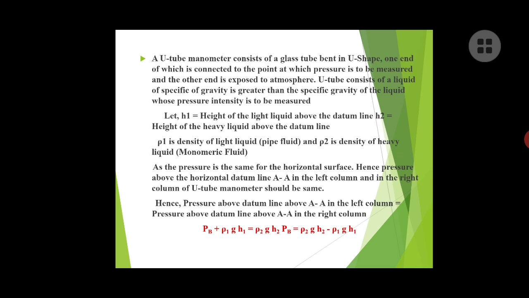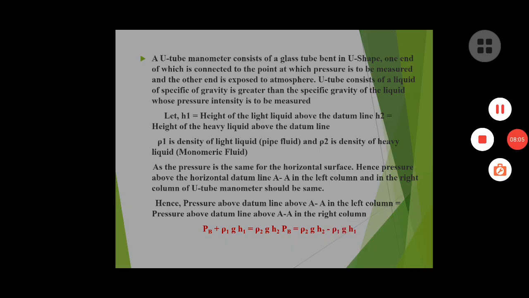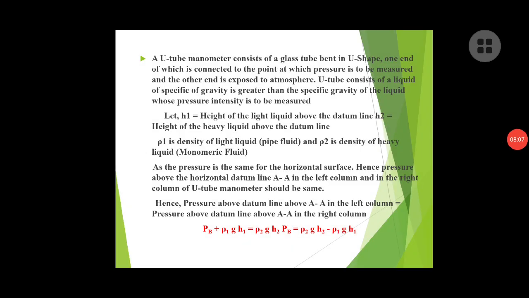Let P_B plus rho 1 g h 1, so hence pressure is measured above the datum line A-A'. So P_B is equal to rho 1 g h 1 is equal to rho 2 g h 2 is equal to rho 2.